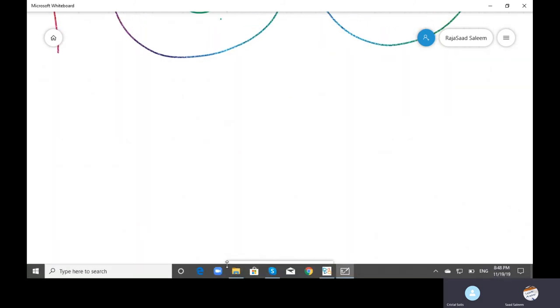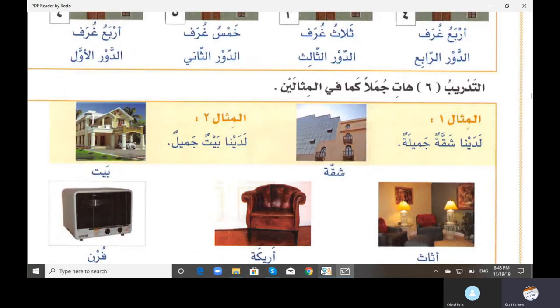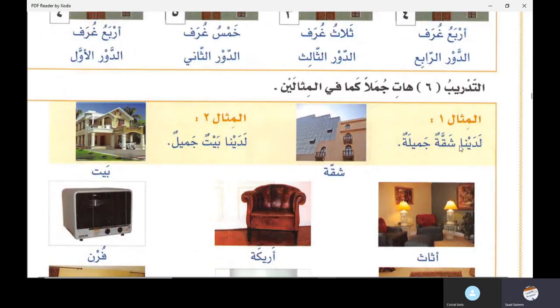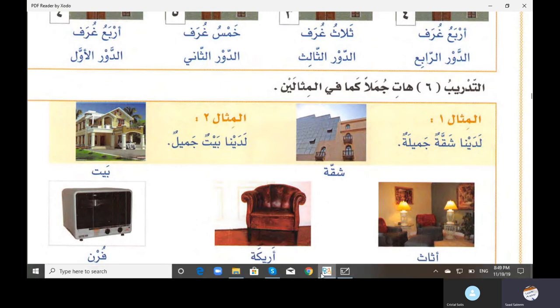The rule that we learn here is that the Naat and Manut should have the same gender. So here you see Shakka, apartment, is a feminine word. It has the round tie at the end. So its Naat, its quality, is also feminine. Here Bait is masculine, so its Naat should be masculine. Okay?